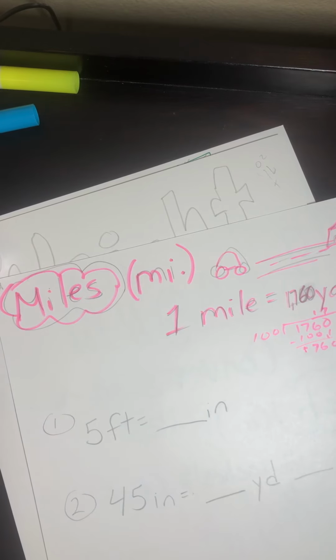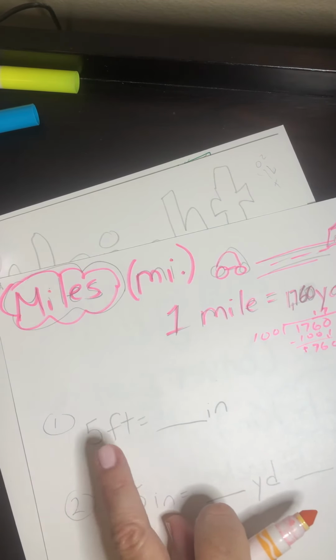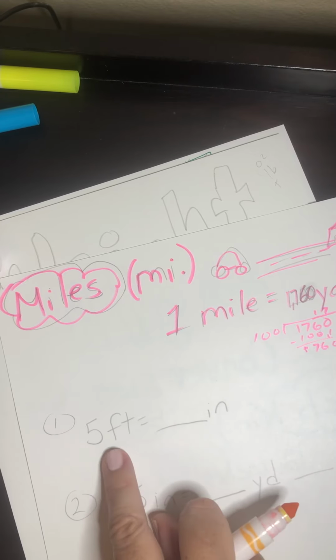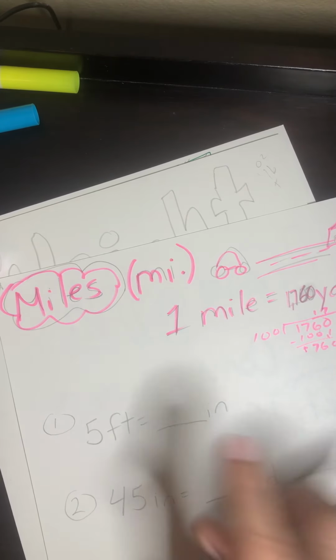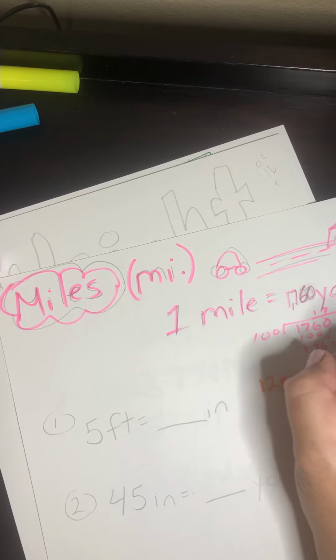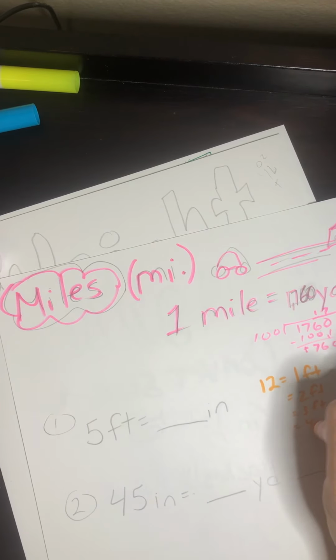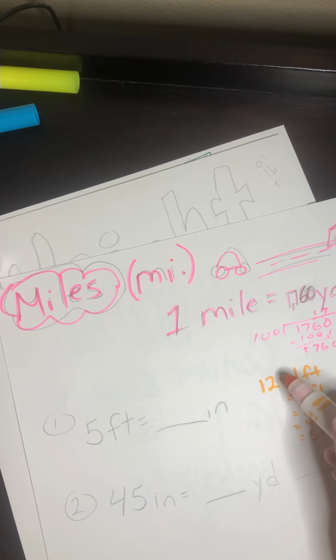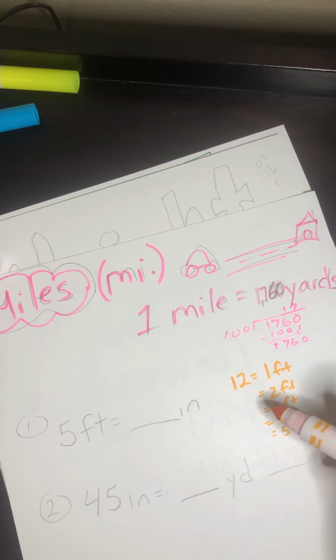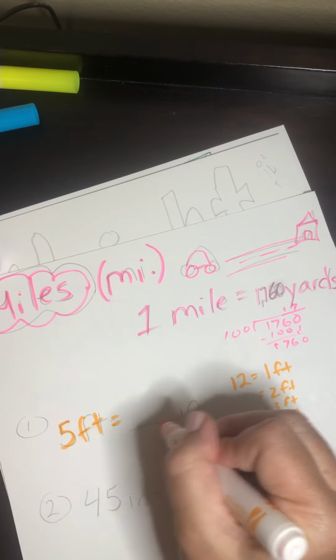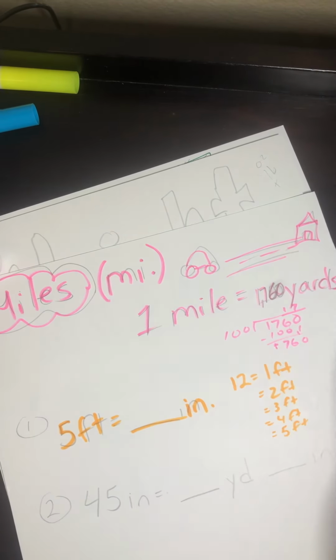And our first one says 5 feet, and it wants to know with 5 feet how many inches that would be. So we know that in 1 foot there are 12 inches. So 12 inches equals 1 foot. But we need to know 2 feet, 3 feet, 4 feet, 5 feet. So we're going to kind of double these, kind of look at the pattern when we do it. So 5 feet is the same as saying how many inches.